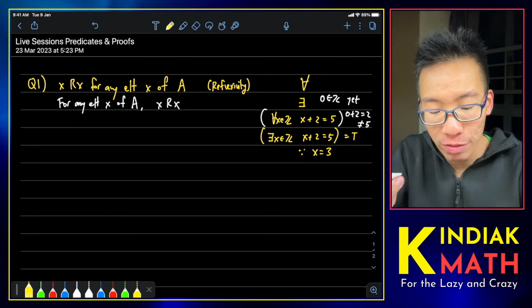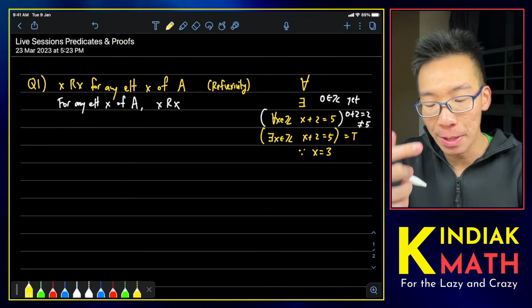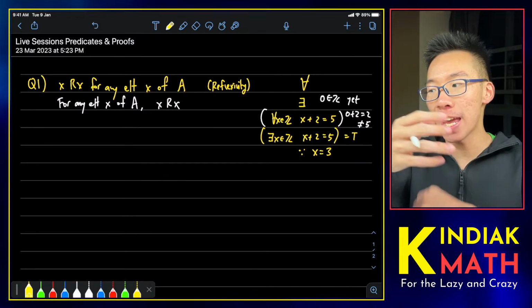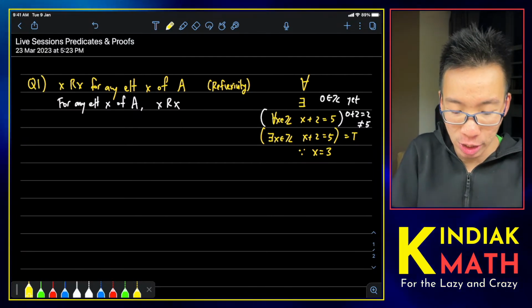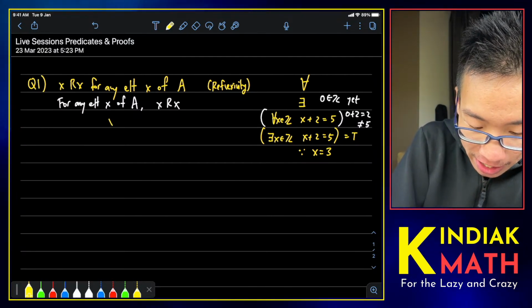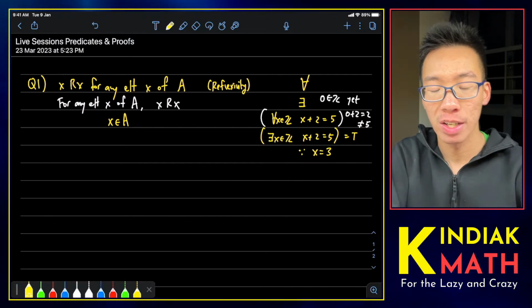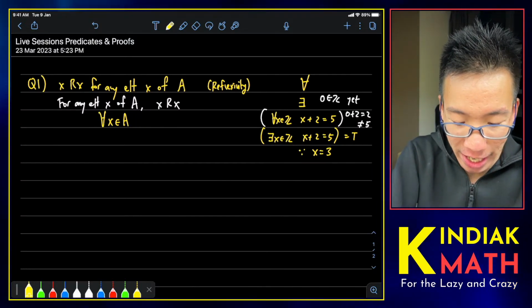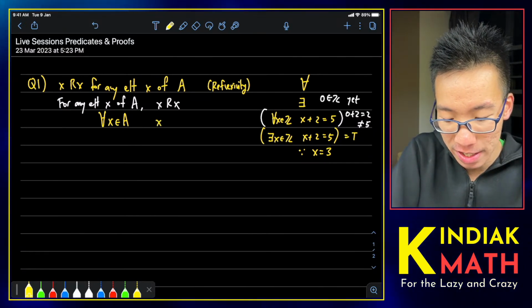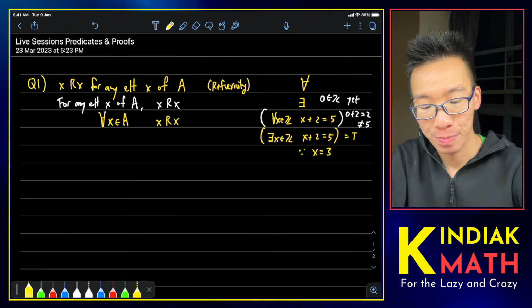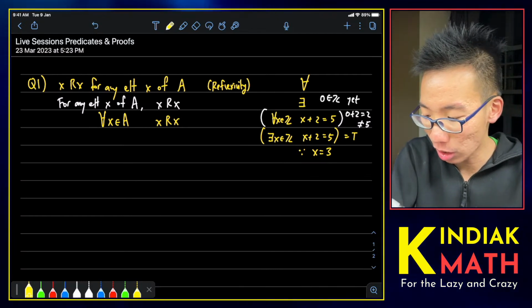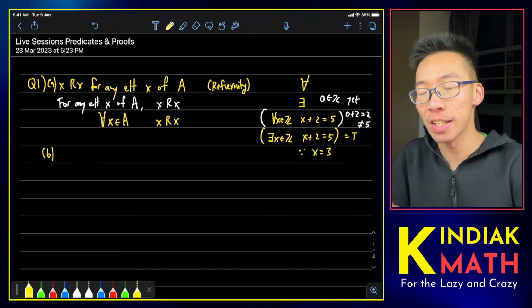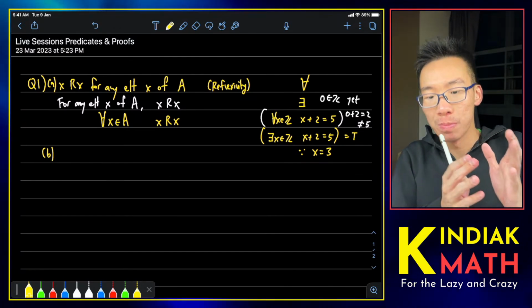So for any element x of A, x is related to x. We usually represent x being an element of A using the notation x in A. So the way to convey this idea is: for any x in A, x is related to x. That's how we translate this proposition in English into symbols.